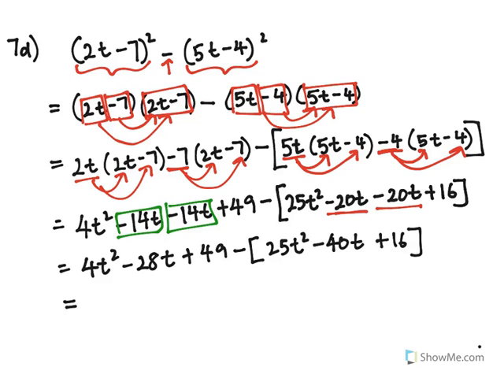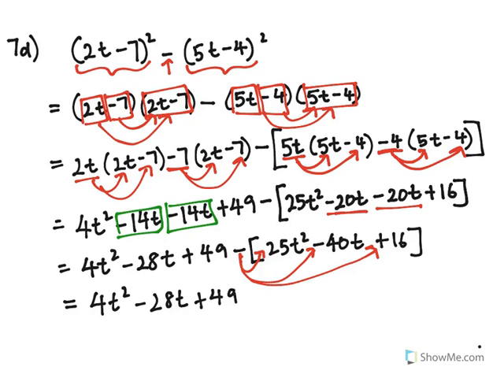Now only after this, at this point, you're going to expand or bring this negative inside into every single item in your second bracket. So you'll get 4t squared minus 28t plus 49 minus 25t squared plus 40t minus 16. Now at this point, you'll be combining all the like terms.